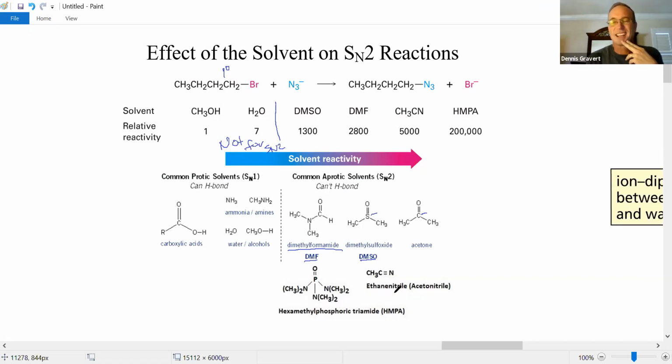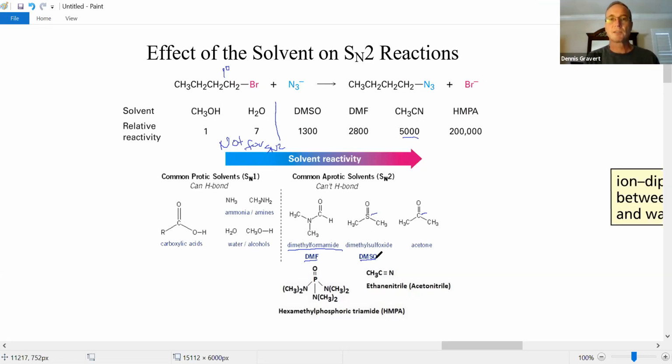Acetonitrile, ethane nitrile is the IUPAC name, where you have a methyl group on the cyanide ion, but it's a covalent bond. That's acetonitrile. That works really well, 5,000 times faster than methanol. This crazy solvent is toxic, so we're not going to use it. I know the data is here, HMPA, hexamethylphosphoric triamide. No, we're not going to use that. It's expensive too. More importantly, it's toxic.